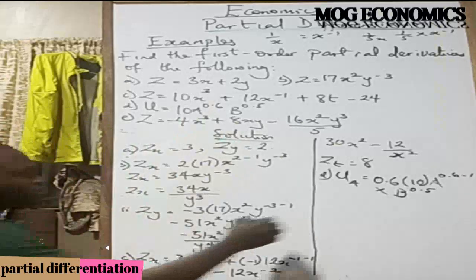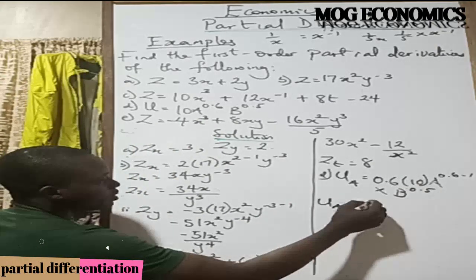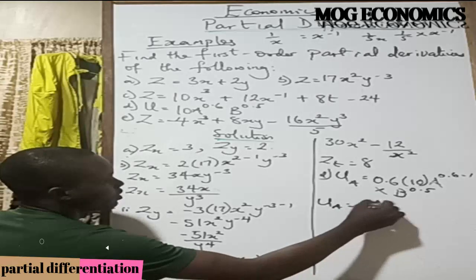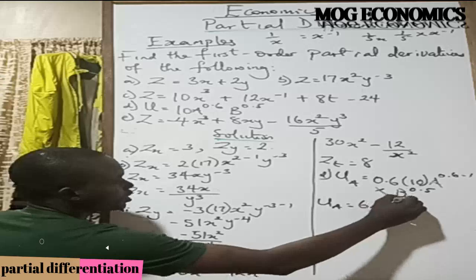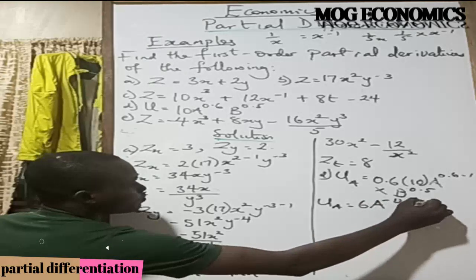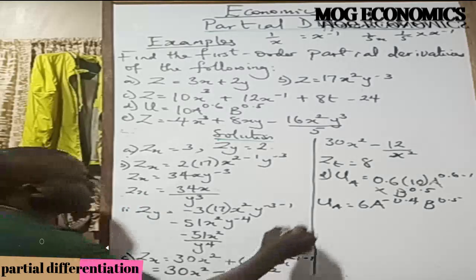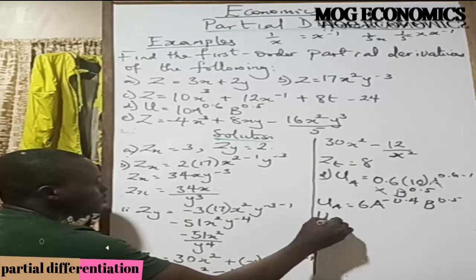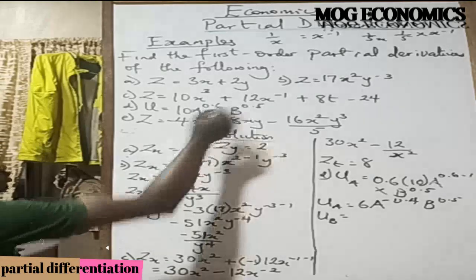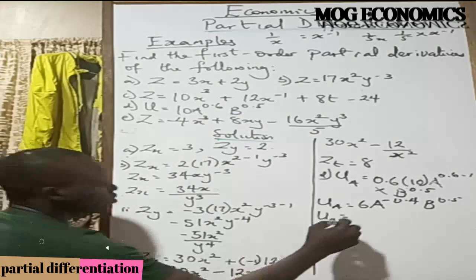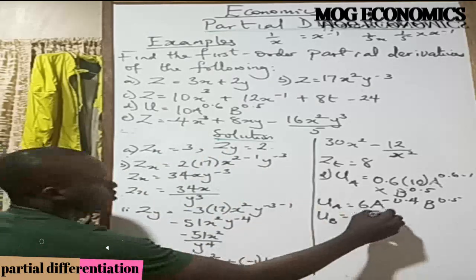Okay, so you can see the way this thing is working. So you have UA equals 0.6 times 10 is 6. 6A, 0.6 minus 1, that's minus 0.4, then B raised to power 0.5. So that's your answer. Now, what if it was UB that you wanted to do? And what's the power on B? The power on B is 0.5. So you just do 0.5 multiplied by 10.